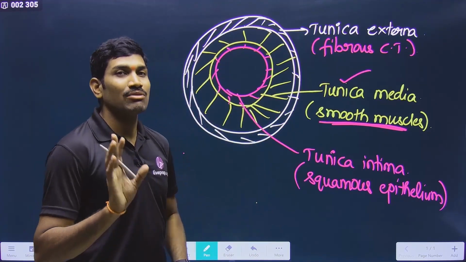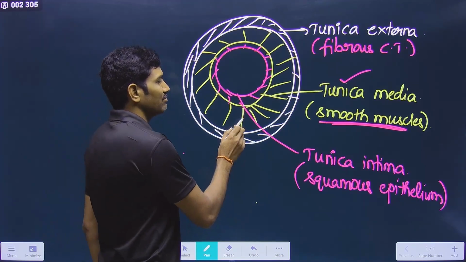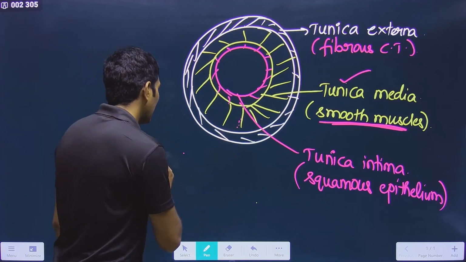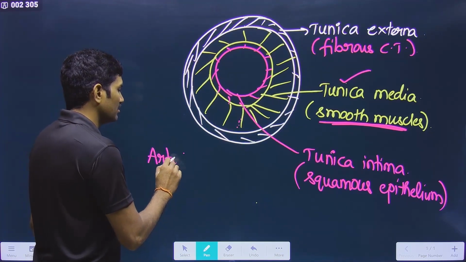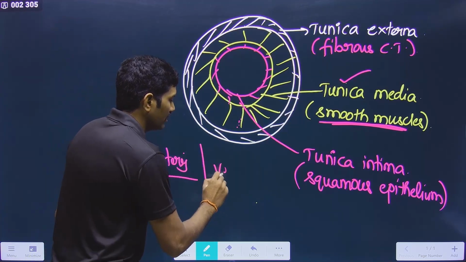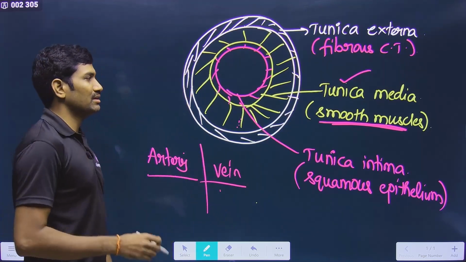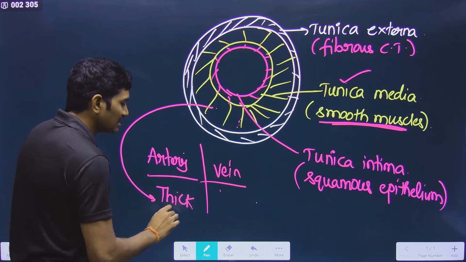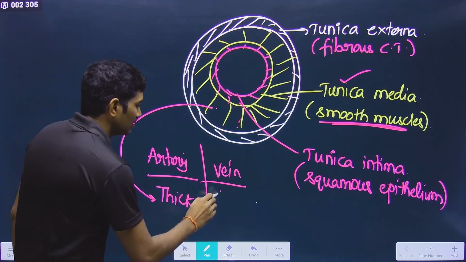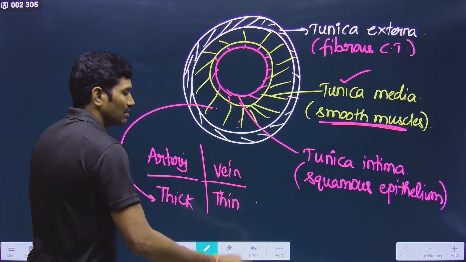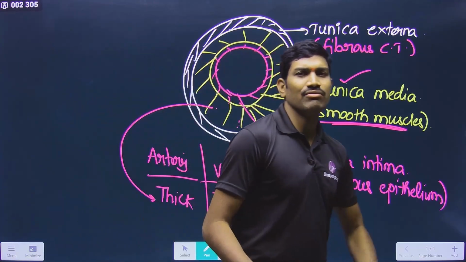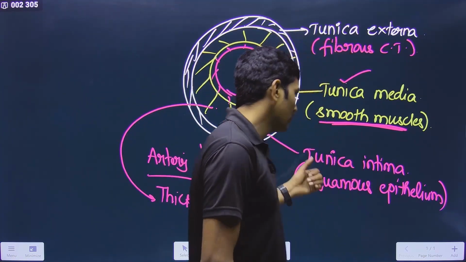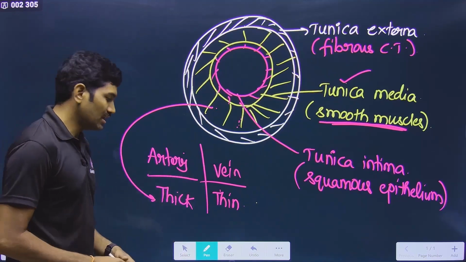That's it. But where are we exactly observing the difference here? In the case of artery and vein, what is the major important difference? Tunica media. Tunica media is very thick in the case of artery, but overall it is a little bit thin in the case of veins. So this is one important difference.